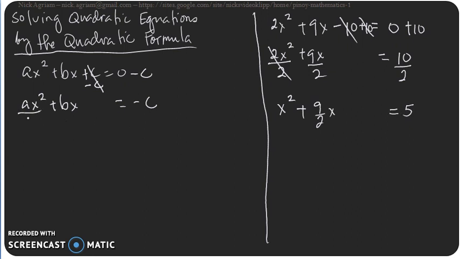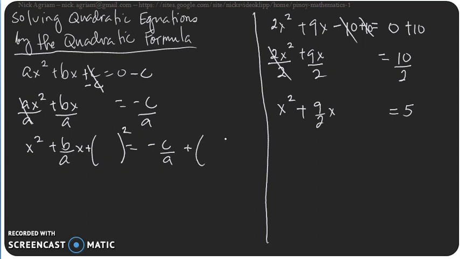I will do the same here. Divide all terms by a. Then I have x squared plus b over a x is equal to negative c over a. And the third term is always the square of half of the second term, and then we have the square of that also. So I will do that now.